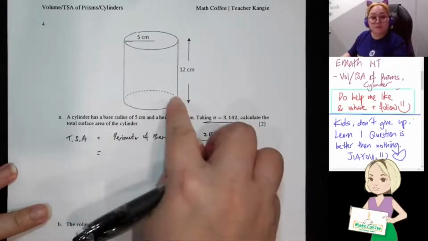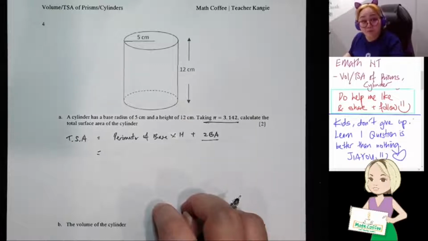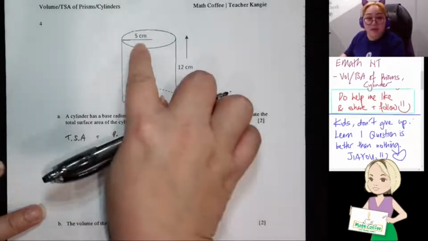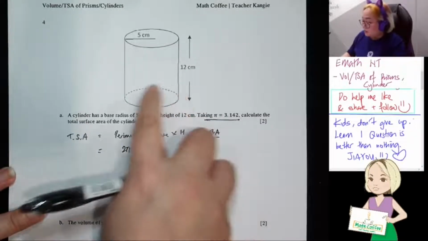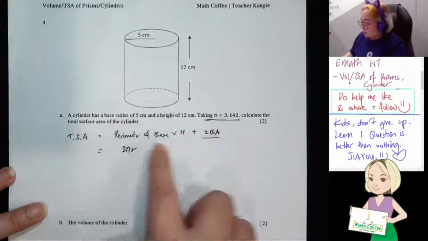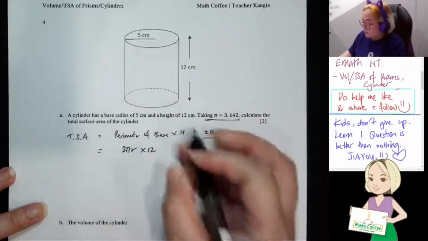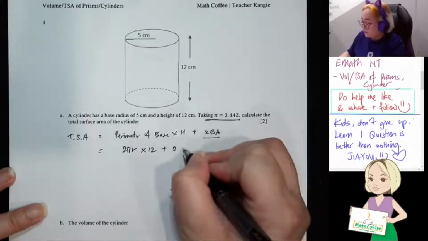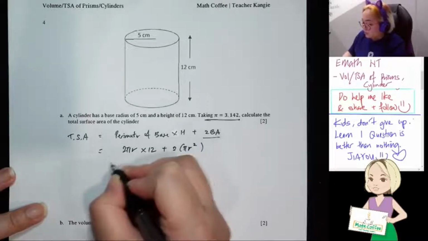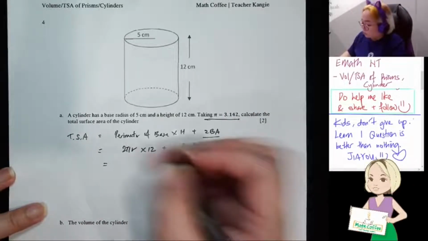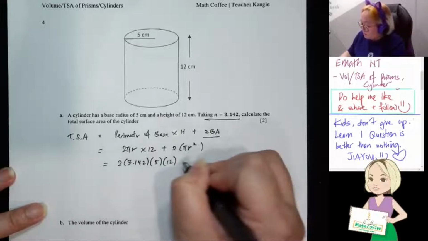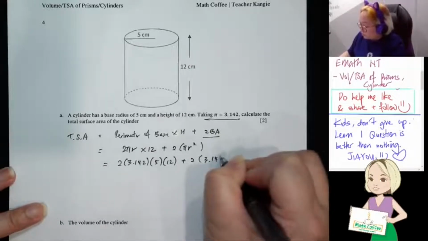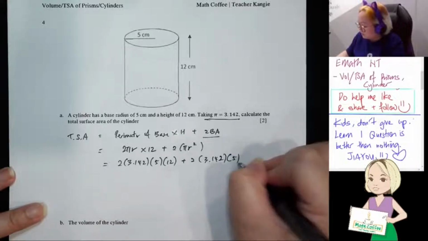So perimeter of base. Your base is a circle. So you need to know the formula to find the circumference of a circle, which is either 2 pi r or pi d. Since my radius is given to me, I shall use 2 pi r. So 2 pi r, the circumference of the circle, multiplied by the height, so times 12, plus 2 base area, and my base area is a circle, so it's pi r squared. And they asked me to use pi 3.142, so we have 2 times 3.142 multiplied by the radius, which is 5, times 12, plus 2 times 3.142 times r squared, which is 5 squared.